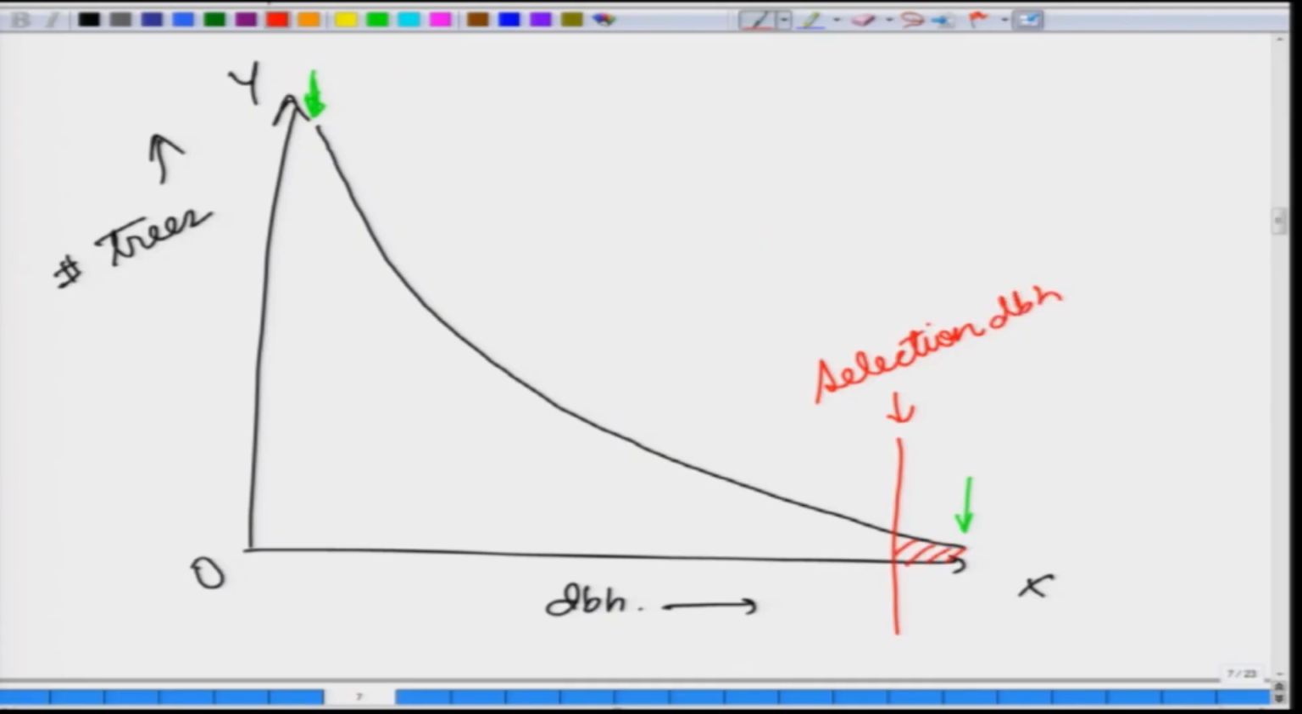Now, here again you do not remove all the trees that are above your selection DBH. We will look at that in a later lecture, but what you do here is that you remove some trees that are above your selection DBH at all times. So, every year you will go to every part of the forest, you will measure the diameter of different trees, and those trees that are above your selection DBH will be enumerated, and a few of those trees will be marked and they will be felled.